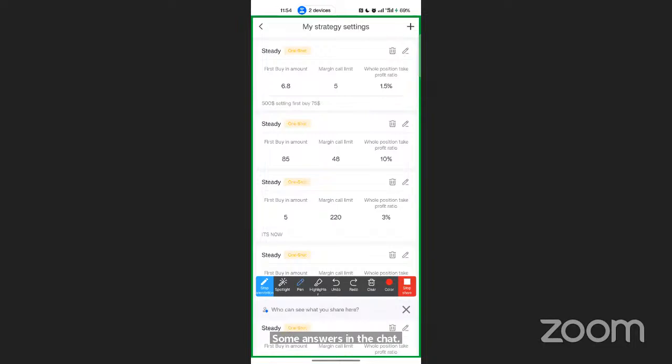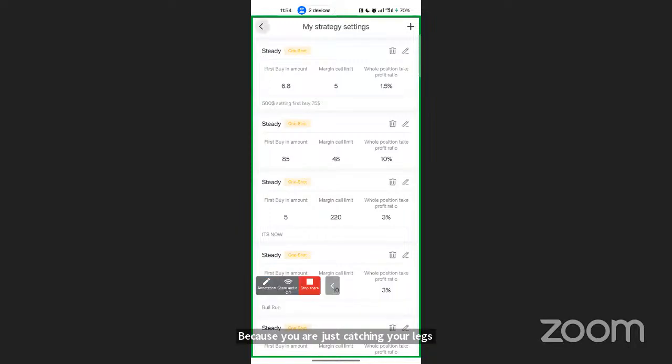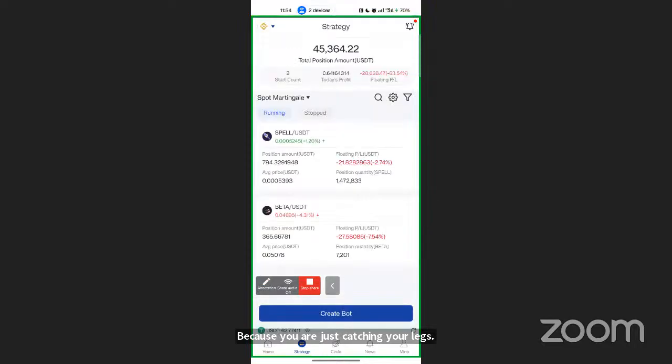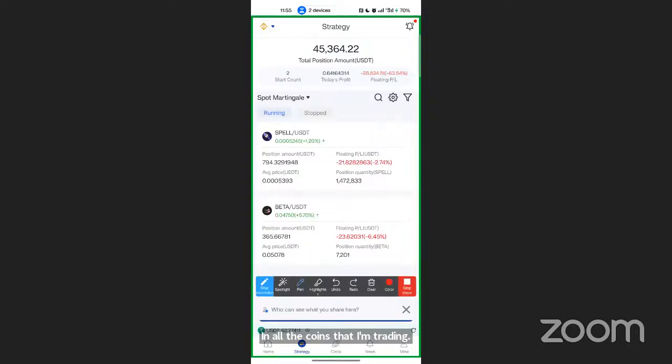Do you think? No. So when you open up so many margin calls and your first buy is very little, you should put in sub-bin mode real-time settlement, because you are just catching your leg for nothing. Now, I'm finishing. I can enter this strategy in all the coins that I'm trading. Are we following? How do you do that?